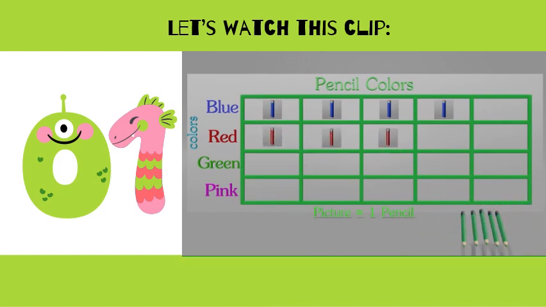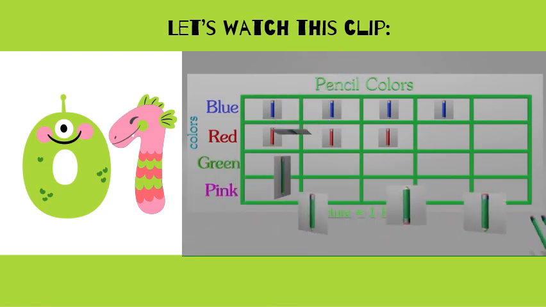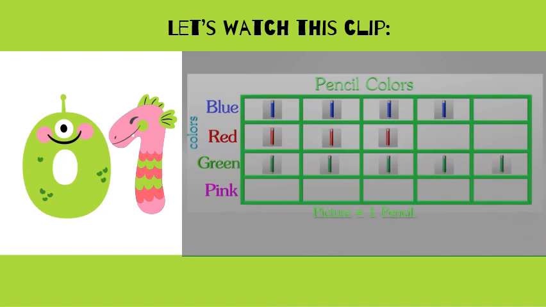How many green pencils do we have? We have 5 green pencils. Let's put down 5 pictures for the green pencils. Great job! We have 1 more left to put on the graph. How many pink pencils do we have? We have 4 pink pencils. So let's put 4 pictures to represent all 4 pink pencils. This is awesome, guys. We now have a picture graph that shows how many colored pencils we have and how many of each color. This graph gives us lots of information. Now we can answer some questions.